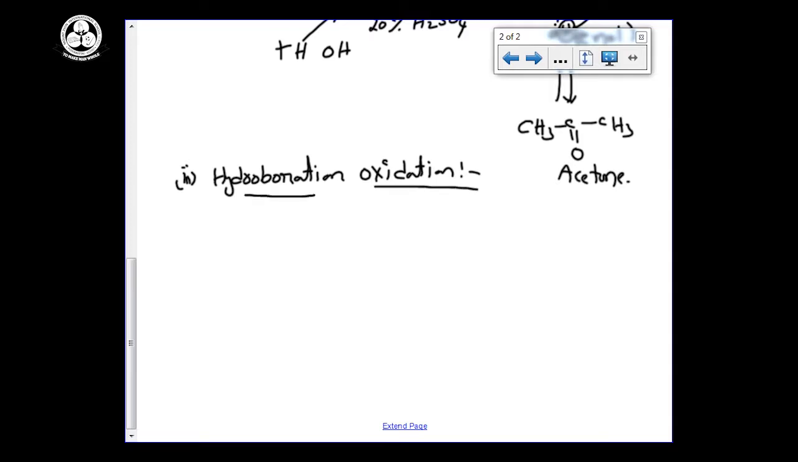Hydroboration oxidation detailed mechanism you can observe in alkenes. Same we are going to apply for the alkynes also. Hydroboration oxidation, I am taking R, C triple bond CH. First reagent is BH3 or B2H6 in presence of THF.